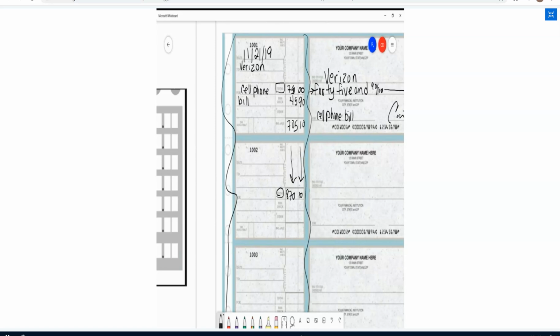Does anybody have any questions about where the 870.10 came from and or why we did it? Administrative assistants, is anybody asking in the classroom or no? No, they're probably all sleeping. Gianna goes, yeah. Okay, let's write our check.